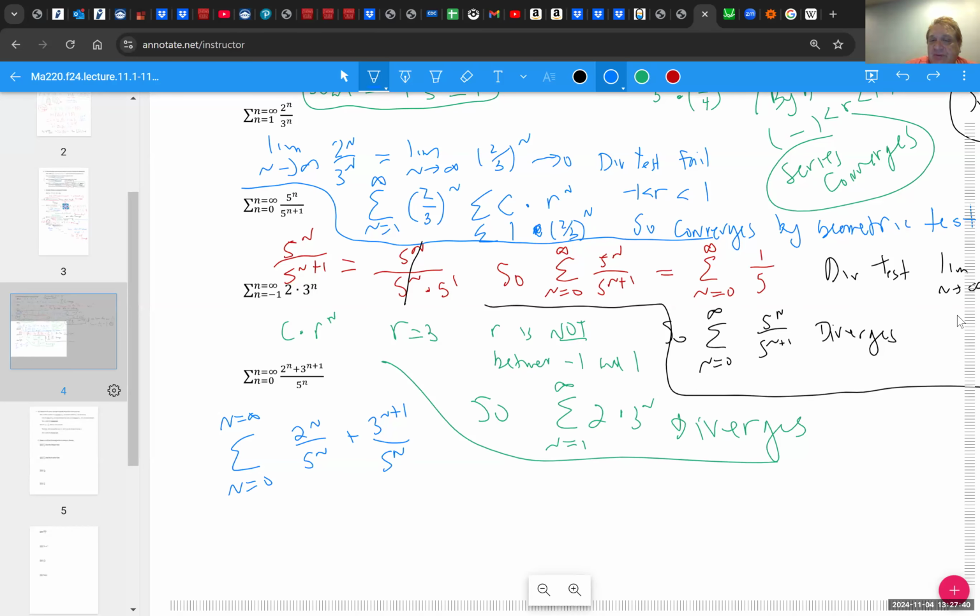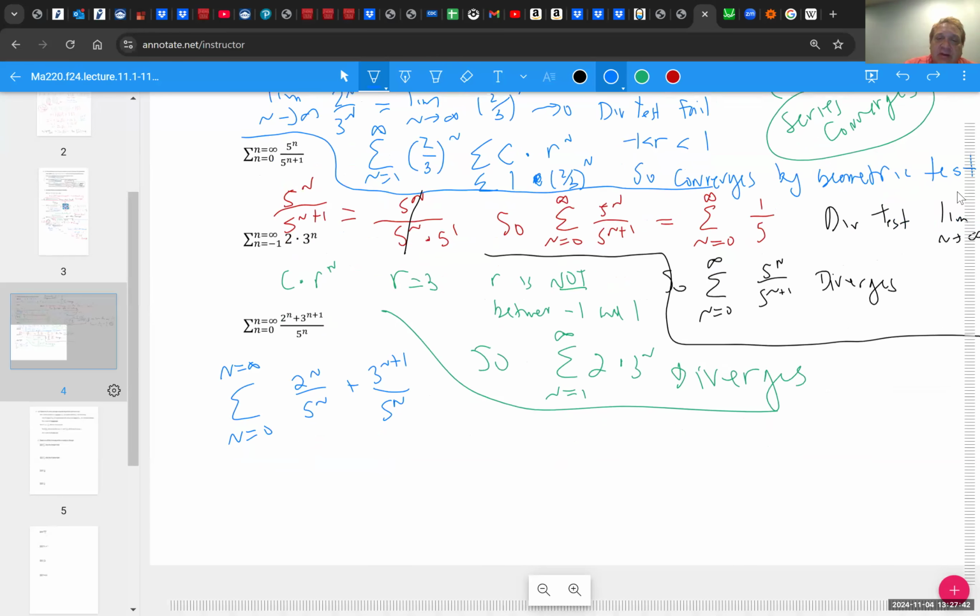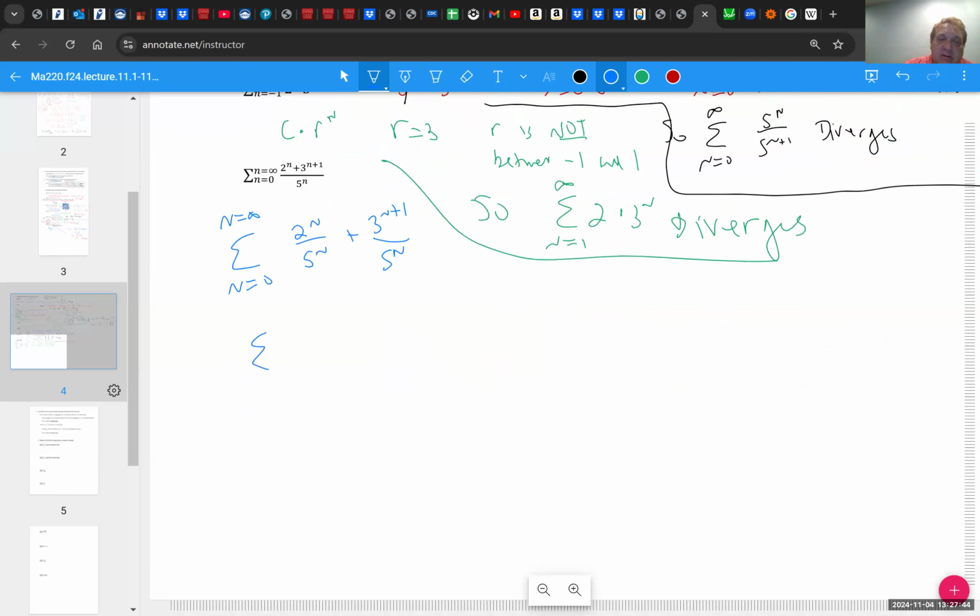Okay, so let's look at this first thing, 2 to the n over 5 to the n. Remember how to simplify that. That's 2/5 to the n. That's how you simplify 2 to the n over 5 to the n.